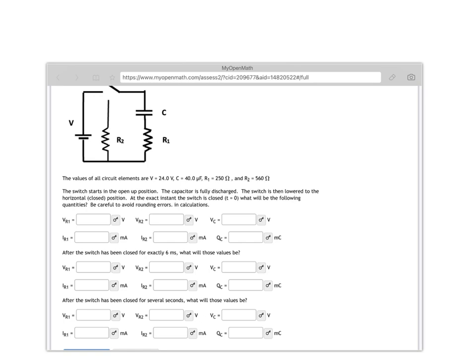Okay, we always start with the capacitor, and since it's empty when the switch closes, it can't instantaneously charge. So that means the voltage across the capacitor and the charge on the capacitor have to start at 0, and they will rise. They will do the charging exponential behavior.